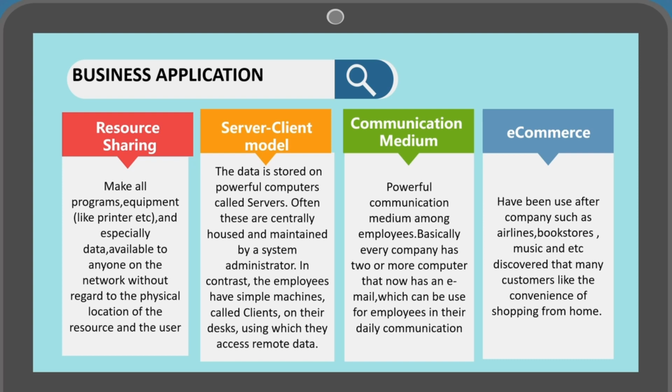The third one, we have communication medium. Computer network is a powerful communication medium among employees. Basically, every company has two or more computers that now have email which can be used by employees in their daily communication. And the last one for the field in business, we have e-commerce. This field has been used after companies such as airlines, bookstores, music, and the others discovered that many customers like the convenience of shopping from home.